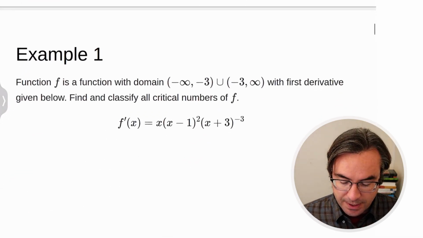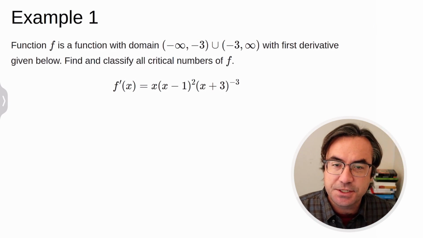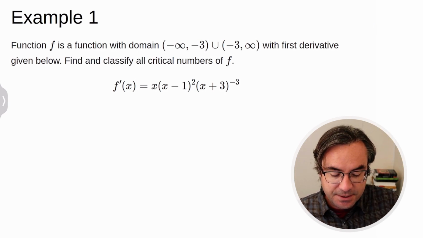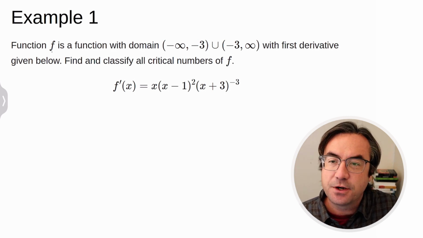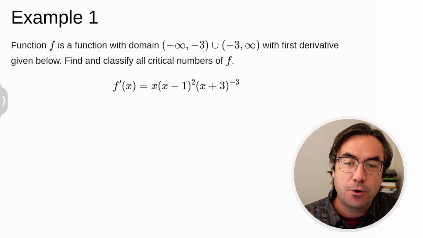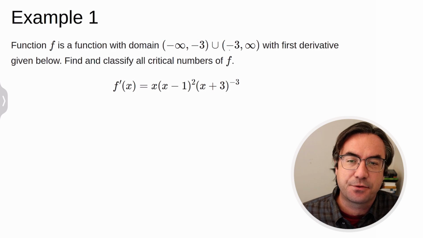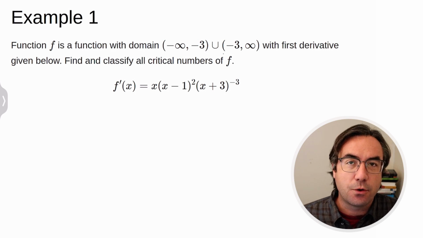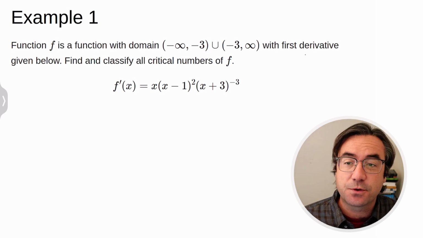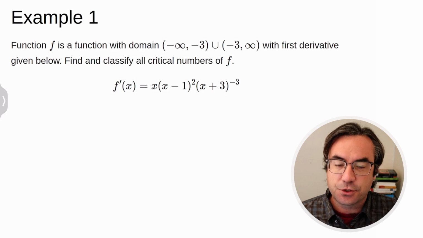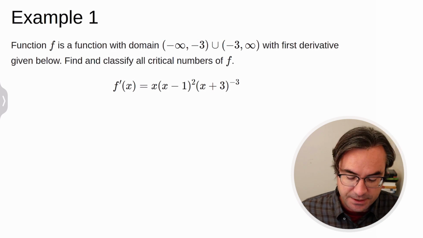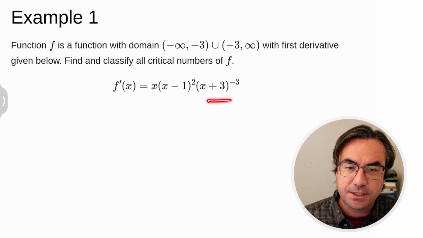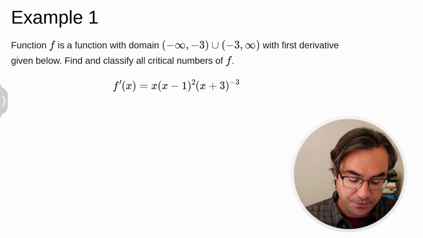All right, so let's try an example. So let's look at example 1. So we're going to suppose that we have some function f, and we know its domain is everything except -3. So that'll be important for knowing the critical numbers. And then we also have information about its first derivative. So the first derivative is given right here. So it's x times x minus 1 squared times x plus 3 raised to the -3.